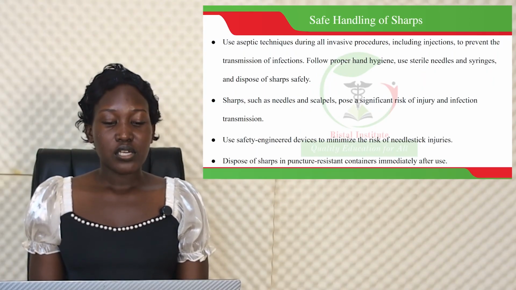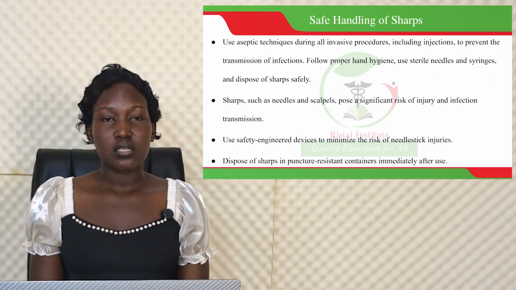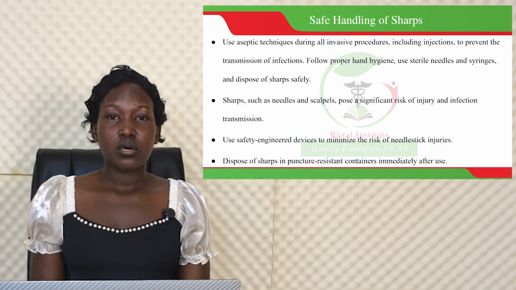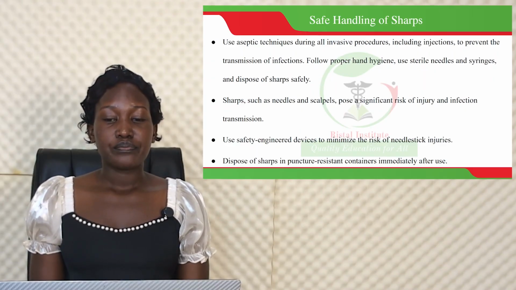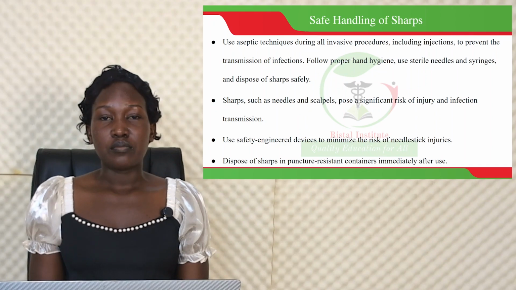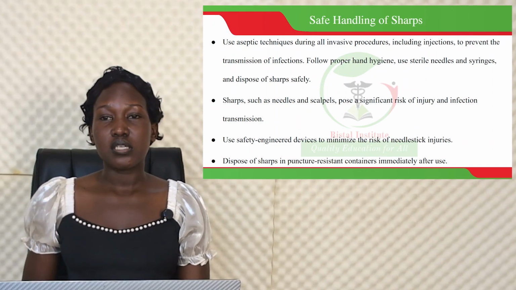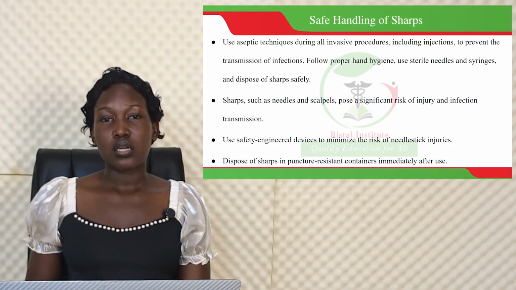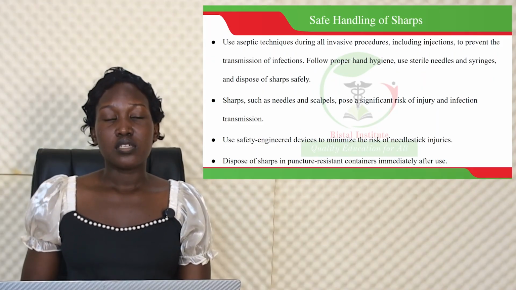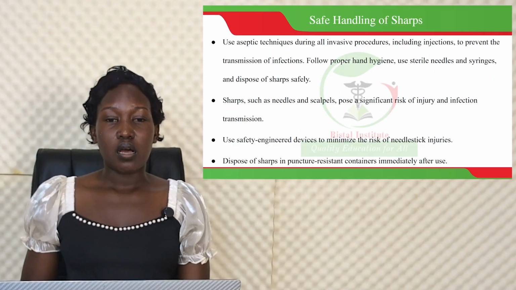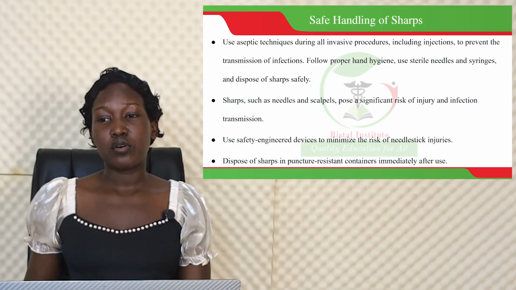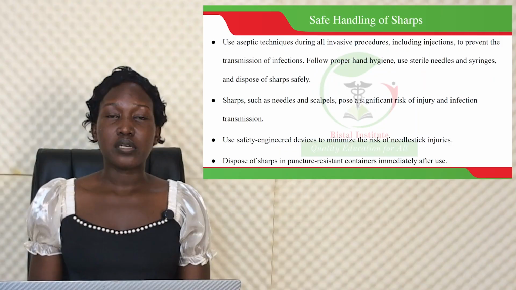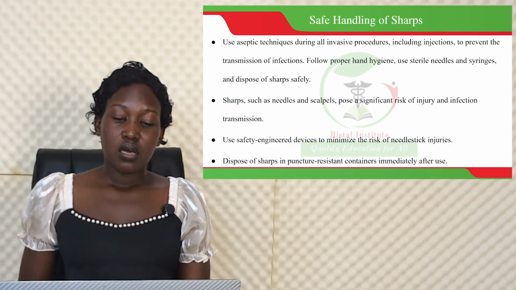Dispose of sharps in puncture resistant containers immediately after use. Another way to help prevent the risk of injury from sharps or needles is that immediately after you have injected, you drop them in what we call a safety box. Others call it a puncture resistant container. If you don't have a safety box that you can carry around, that's when you can use the puncture resistant containers.